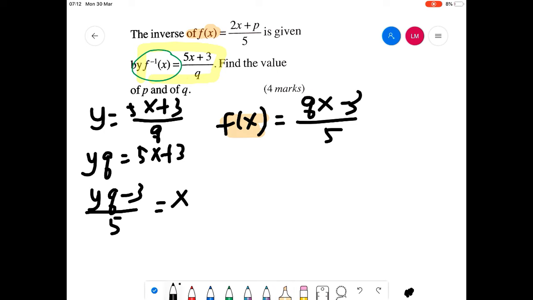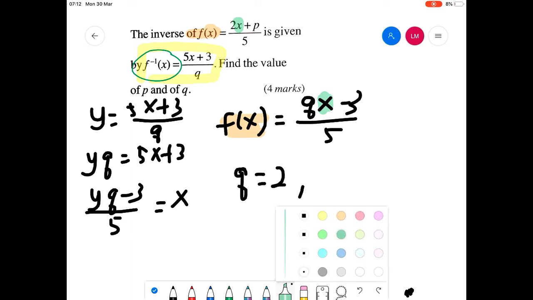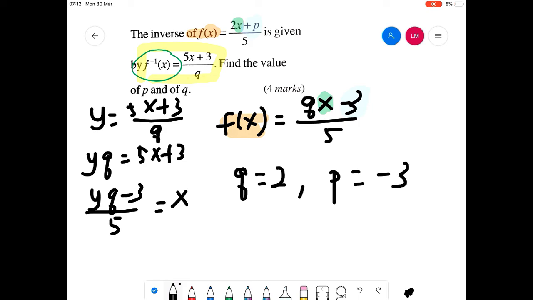So you compare. Here the coefficient of x, you will see in front of x you have 2, in front of x you have q. That means q is equal to 2. Another thing that you compare here is, because the bottoms are the same, both of them are 5. So here negative 3, here will be plus p. That means your p is equal to negative 3.